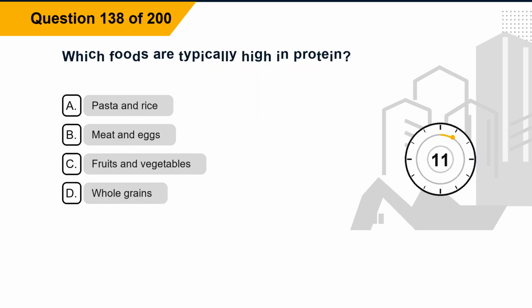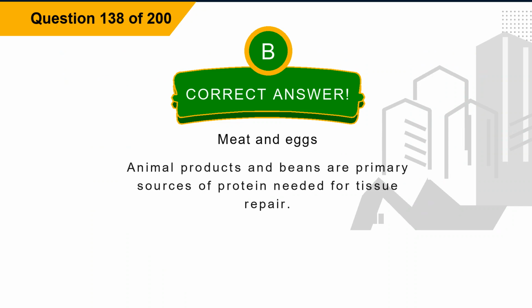Question 138. Which foods are typically high in protein? Option A, pasta and rice. Option B, meat and eggs. Option C, fruits and vegetables. Option D, whole grains. The correct answer is option B, meat and eggs. Explanation. Animal products and beans are primary sources of protein needed for tissue repair.